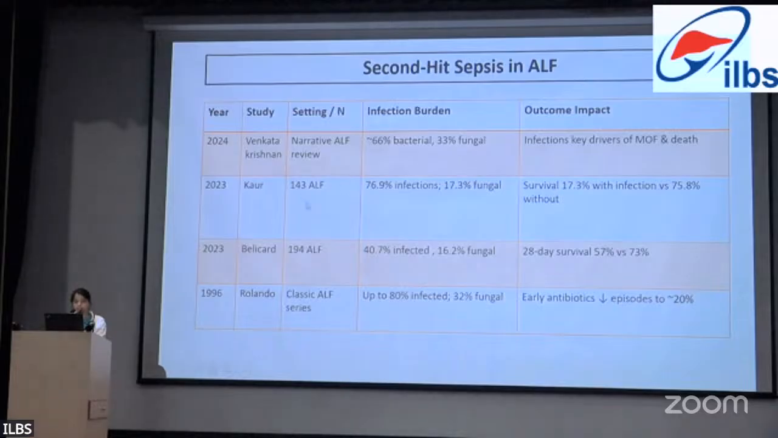In 143 patients studied in 2023 by Kaur, there was a 76.9% bacterial infection and 17.3% fungal infections. In this study in 23, 40.7% bacterial infection, 16.2% fungal infections. And in the Ronaldo trial, 1996 is the oldest one, 80% were having bacterial infection, 32% fungal. So bacterial infections range approximately 40 to 80%, and fungal infections 17 to 30% in ALF patients.